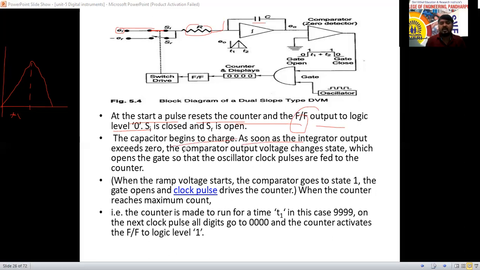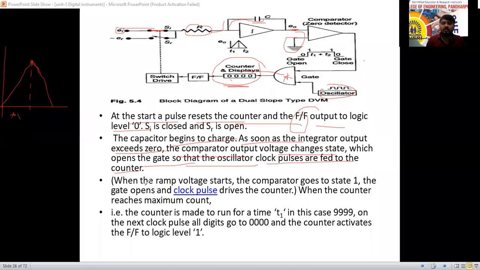As soon as the integrator output exceeds 0, the comparator output voltage changes its state here now. At the initial stage the capacitor charges up until it reaches here, and then the comparator block changes its state, which opens the gate so that oscillator clock pulses are fed to the counter here. Whatever the oscillator clocks are, they are fed to the display and counter here. When the ramp voltage starts here now, see, this is the ramp voltage we are going to consider. That is gate open and close we are going to consider. Ramp voltage means this one here.